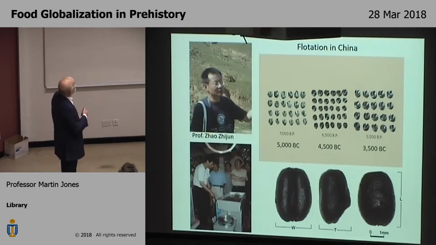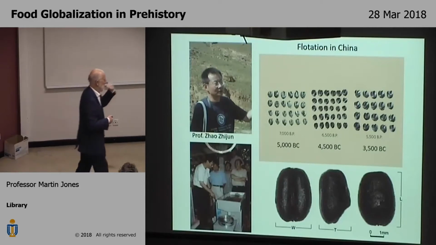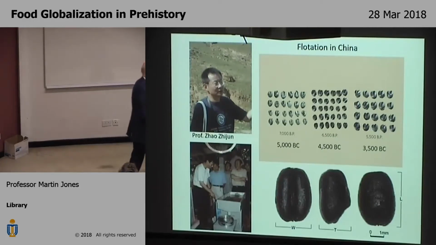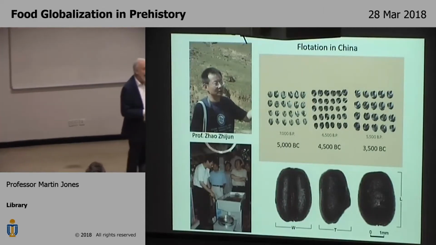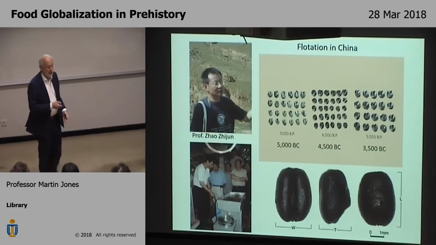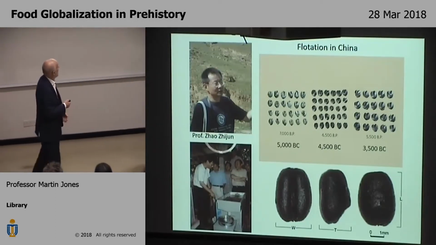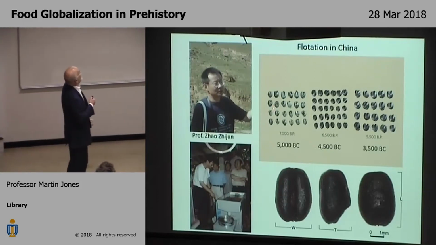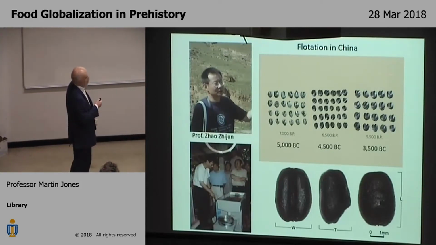So Zhao Jijun was one of that generation of post-Cultural Revolution students who'd gone to train in America, and he trained with a very good archaeobotanist in America, and come back and just been in a position to start doing lots of flotation and change that record. And so on the one hand, he found lots more broomcorn millet, and in this case, in the right place and in quantity.